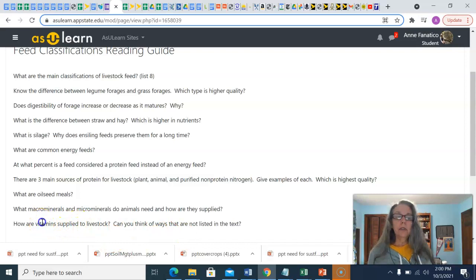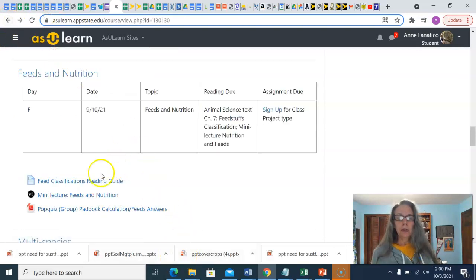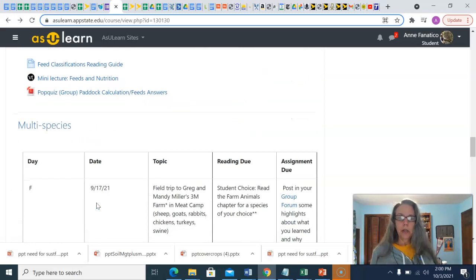And the book didn't talk as much about how you supply vitamins. They said, just use a vitamin mineral premix. But we actually use pasture to supply a lot of the vitamins. And then there are other good sources, like bran as an example. So y'all did need to be familiar with basic feeds. And you did have a mini lecture to help you with that.